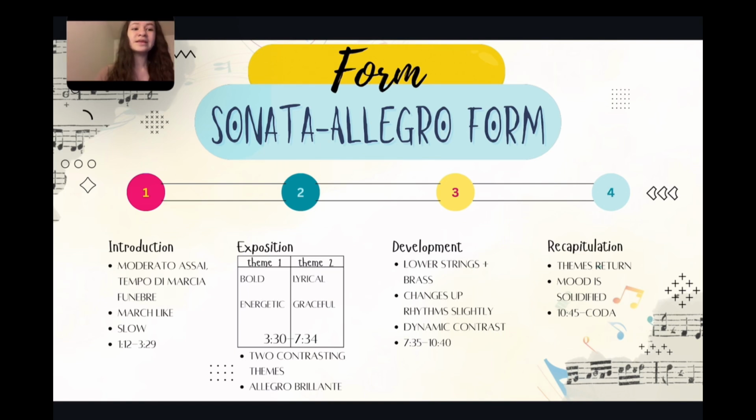And then once we make it into the development section, the lower strings and brass really take over and shoot over the top and the rhythms change slightly, and there's a lot of dynamic contrast. Because as we've seen, there is a lot of crescendos and build-ups, and it's a whole bunch of phrasing that the orchestra really gets into, which changes up the mood from the exposition.